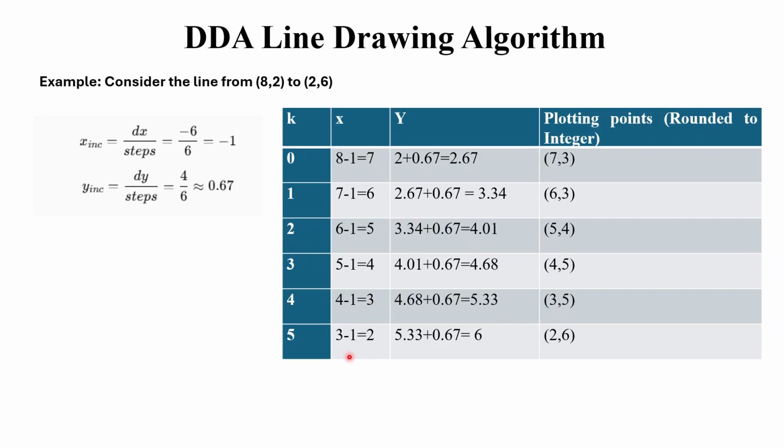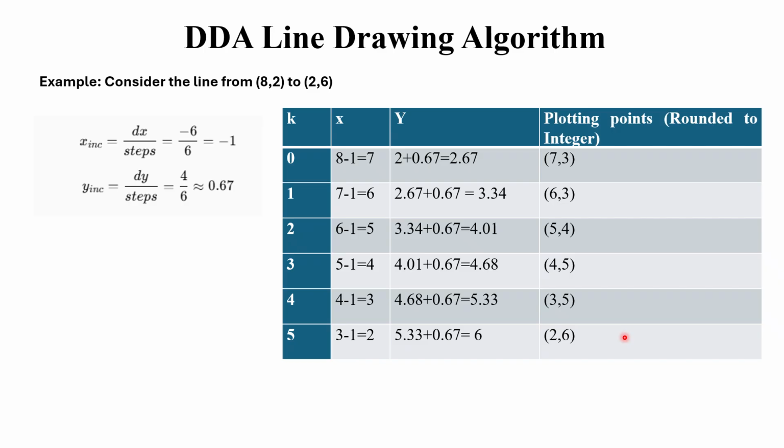So here 3 minus 1 is 2 and 5.33 plus 0.67 is 6 almost. So we need not round off anything here. So the final point 2, 6, the end point is reached. So when we plot these points, it might not end up in a straight line. Since we are using rounding functions, it might deviate from the original line. So that is the disadvantage of the DDA algorithm.